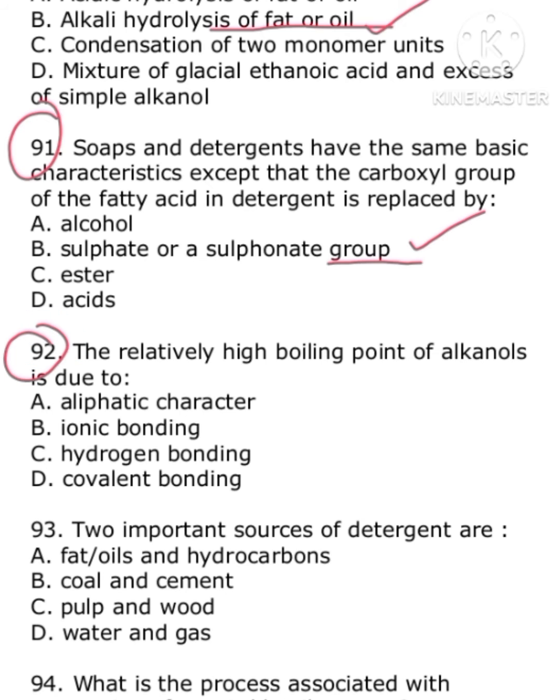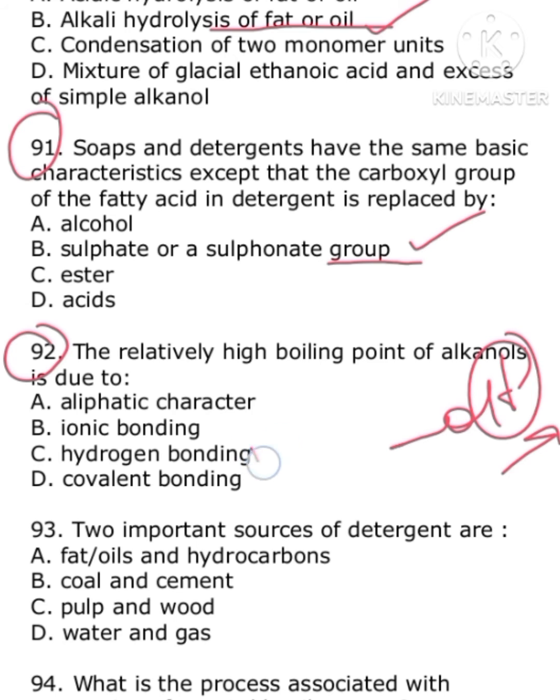The relatively high boiling point of alkanols is due to dash. So the relatively high boiling point of alkanols is because of the presence of hydrogen bonding. Okay, they have the hydrogen bond. Alkanols have the functional group OH. So because of the hydrogen that is present, there will be hydrogen bonds in the structure. So that will help to make the boiling points high. So the answer is option C.